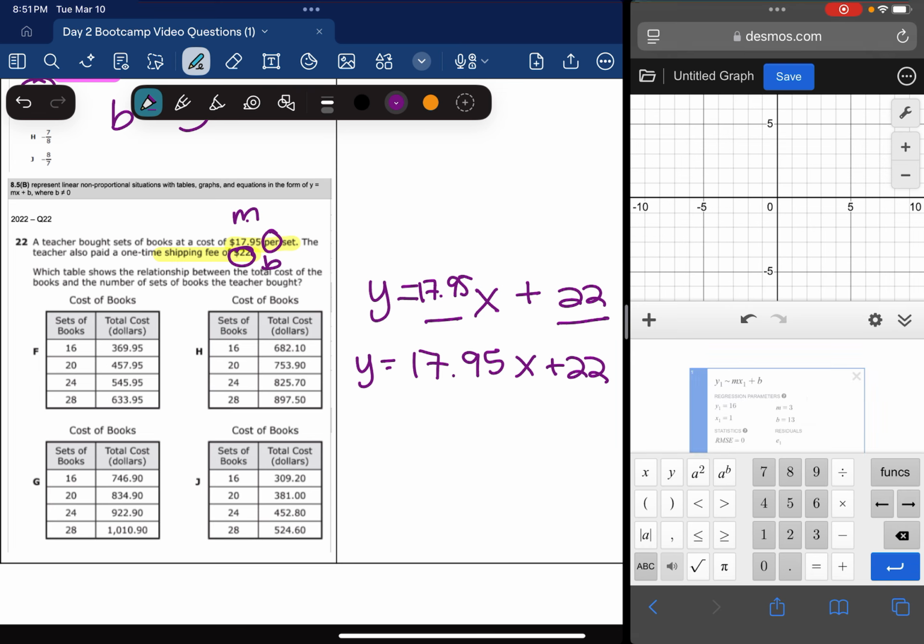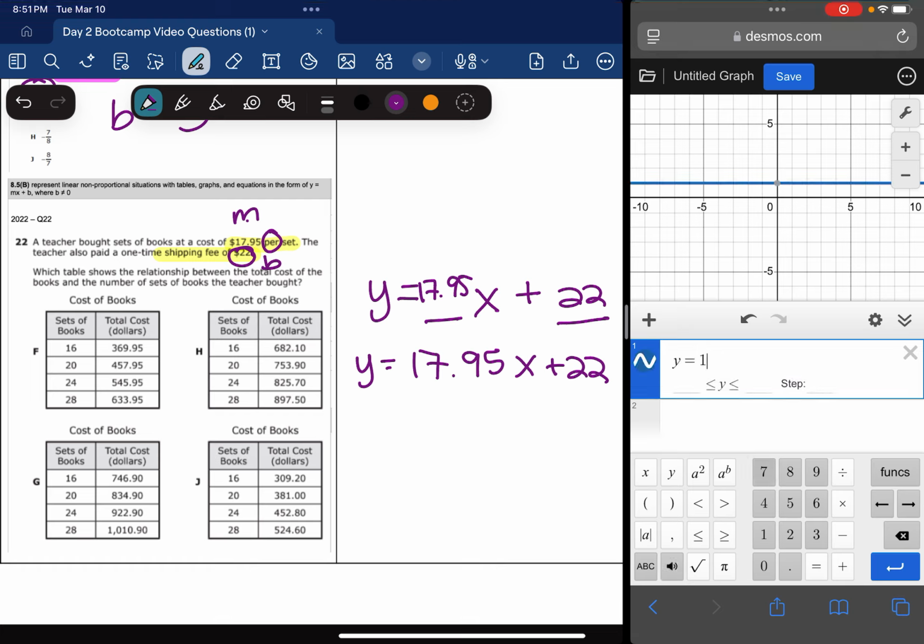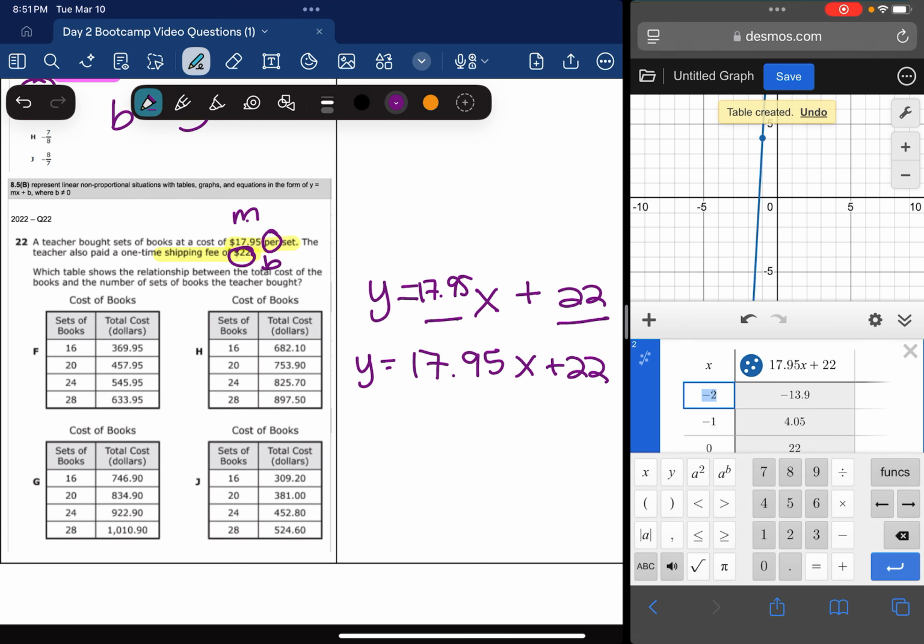Now we have to find the table that goes to this equation. So I'm going to go into decimals, and I'm going to type in this equation with the equal sign. So y equals 17.95x plus 22. Then I'm going to press this settings button at the top, click table, and change my x values to these x values here: 16, 20, 24, 28.